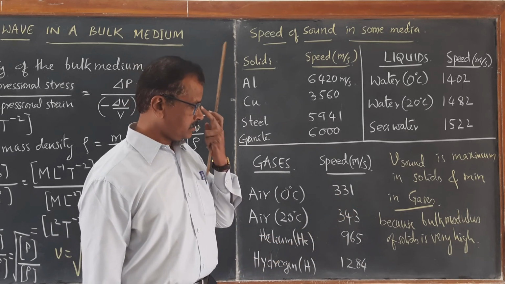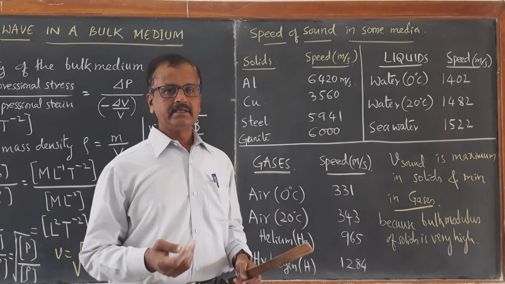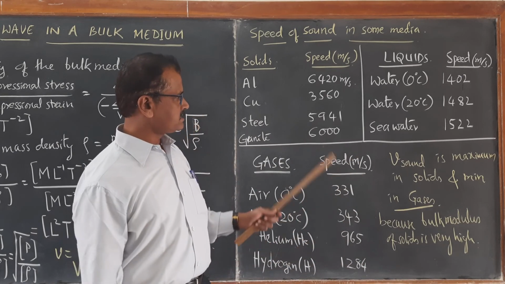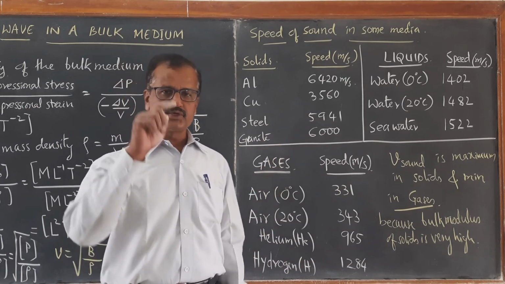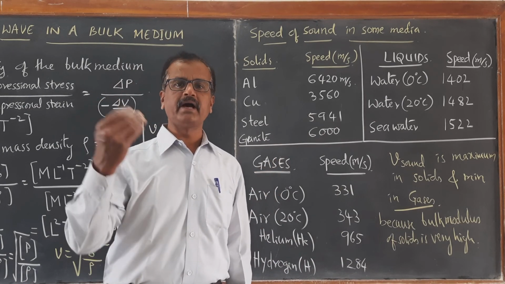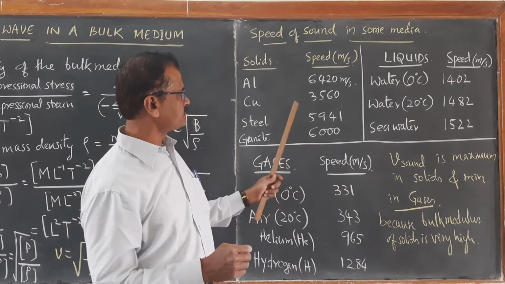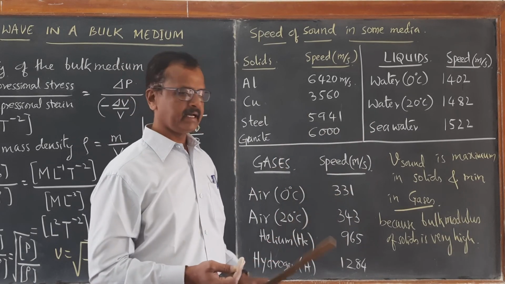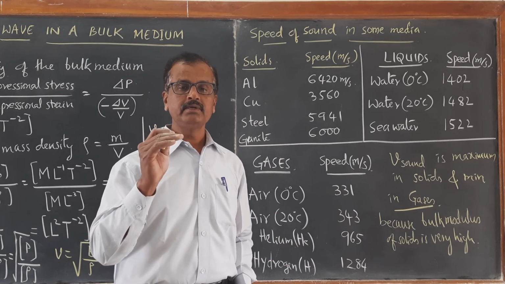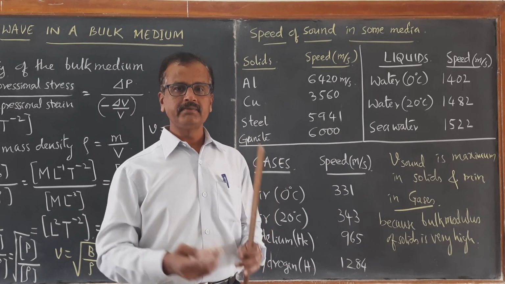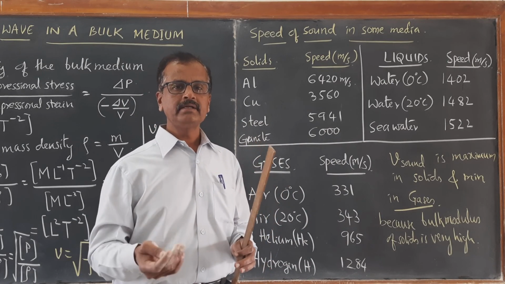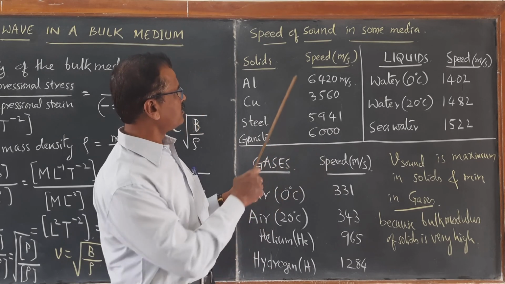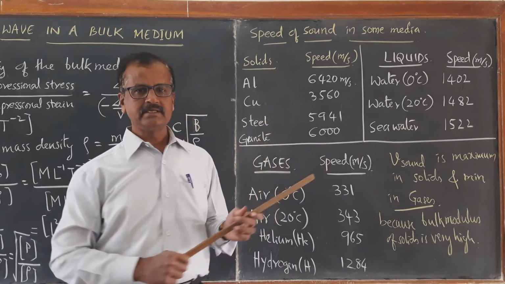Okay, so as density decreases, the speed of sound increases. Whereas in case of solids, the ratio B by rho itself is very high. Even though the density of solids is very high compared to that of liquids and gases, the bulk modulus value is so high that it compensates more than the increase in the value of density. Therefore, the speed of sound in solids is maximum.